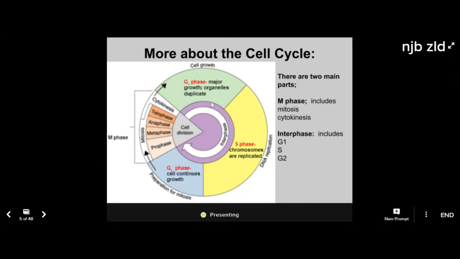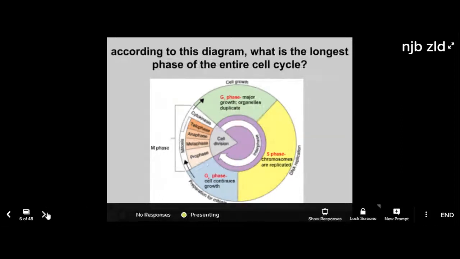And then the rest of this, looking at this pie chart, what do you call all of the rest of this? There's a term. You call it interphase. Sorry, I realize you're on another page and you have to switch back and forth. So this whole thing is interphase. Interphase includes G1, S, and G2.